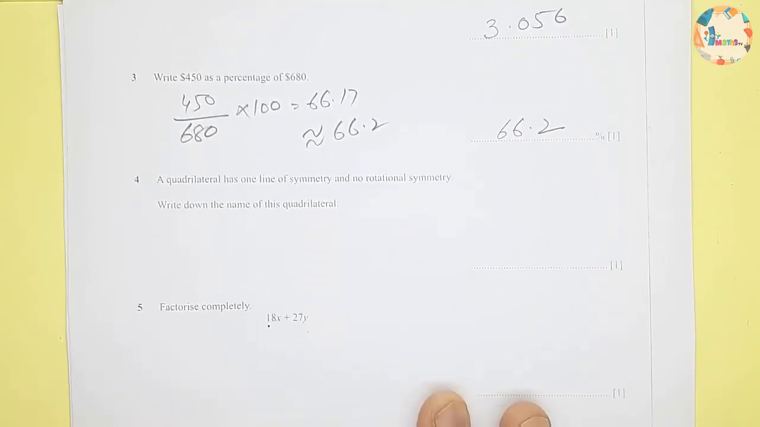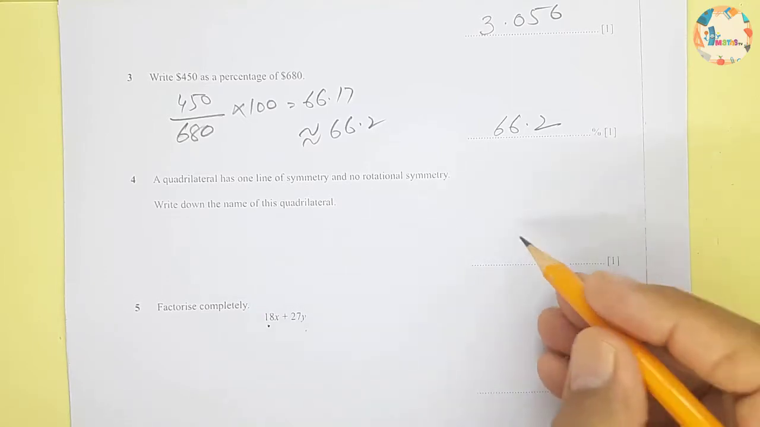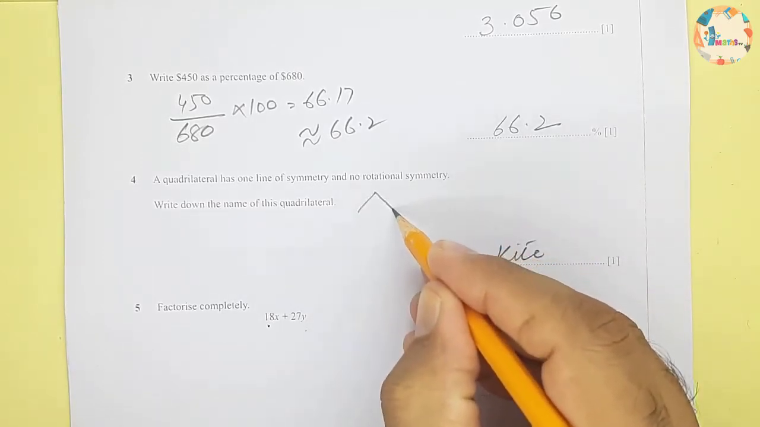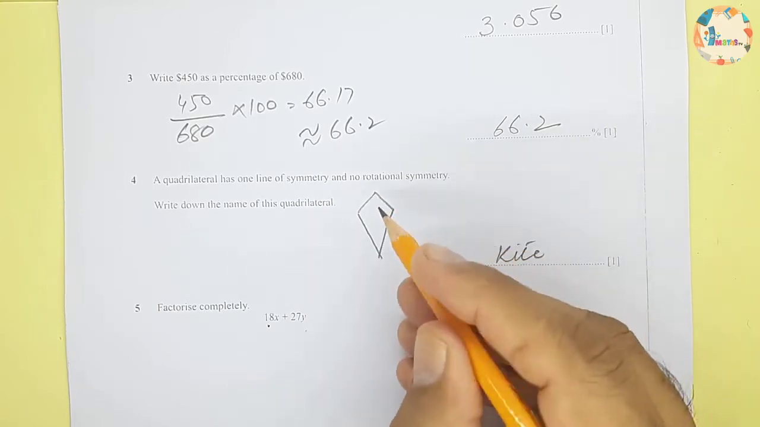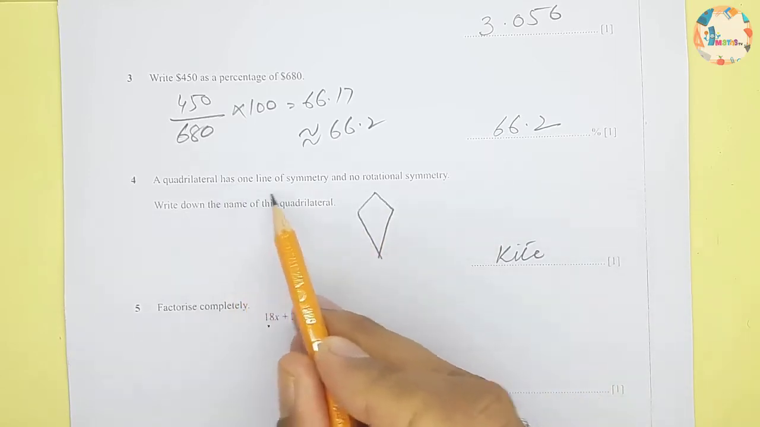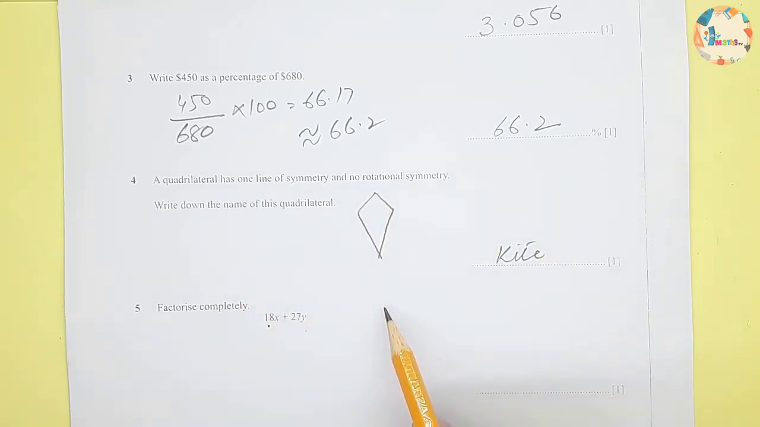Question number 4. A quadrilateral has one line of symmetry and no rotational symmetry. Write down the name of the quadrilateral. It will be kite, because a kite has this shape, and this is a quadrilateral which has one line of symmetry, this one, and no rotational symmetry.